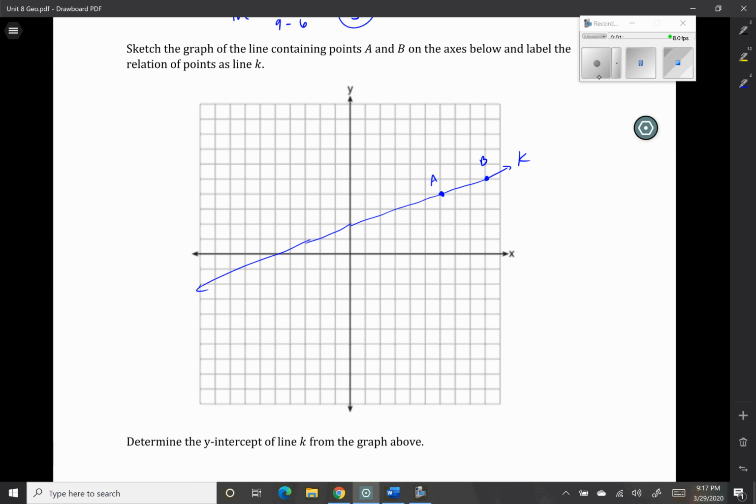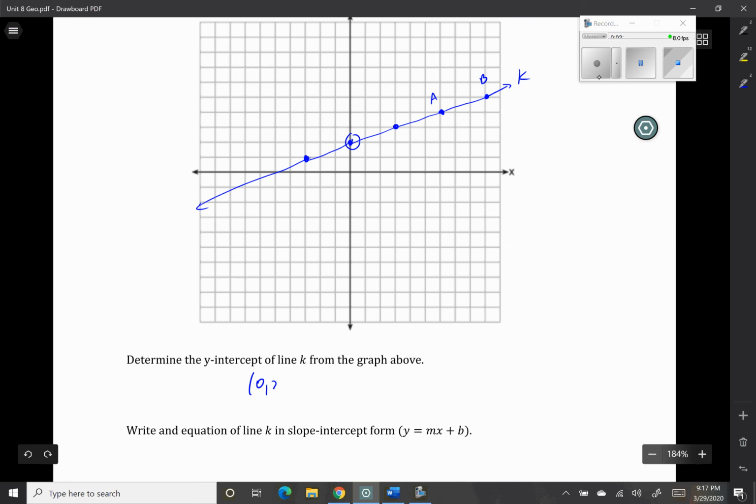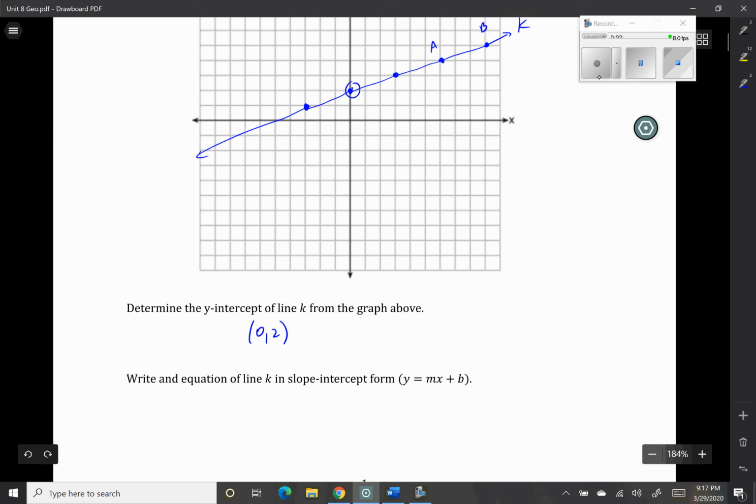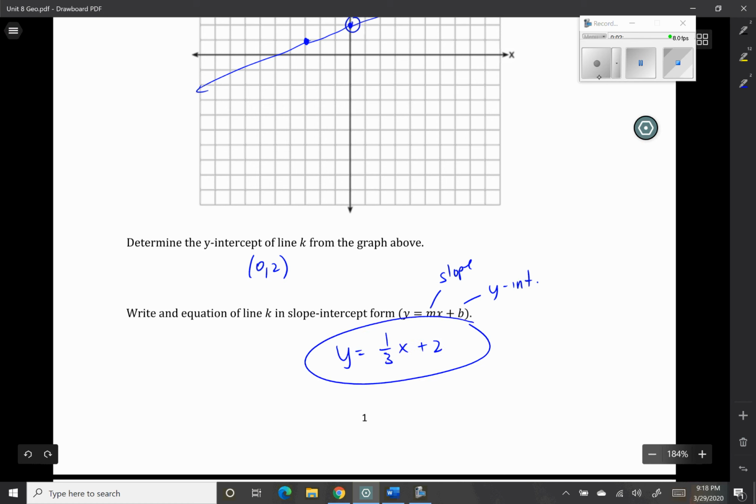Now to determine the y-intercept, if I use this idea of slope, I go down 1 to the left 3, I could go backwards here. I find all the points on this line, and I can see that the y-intercept is clearly at 2. So if we know the y-intercept and we know the slope, we can write the equation of the line. So y equals mx plus b. M, remember, is slope. B, remember, is y-intercept. So I could say y is equal to 1/3 x plus 2.